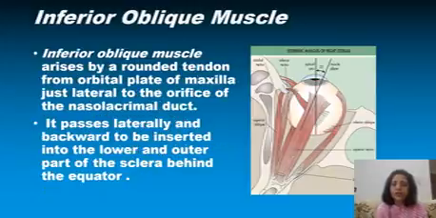The inferior oblique muscle arises from a rounded tendon from the orbital plate of maxilla, just lateral to the orifice of the nasolacrimal duct. It then passes laterally and backward to be inserted into the lower and outer part of the sclera behind the equator.